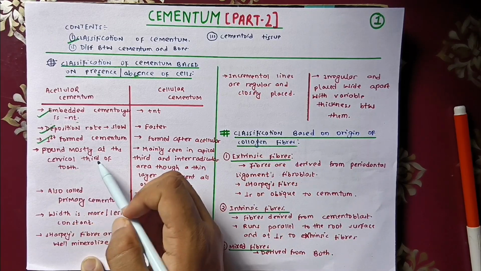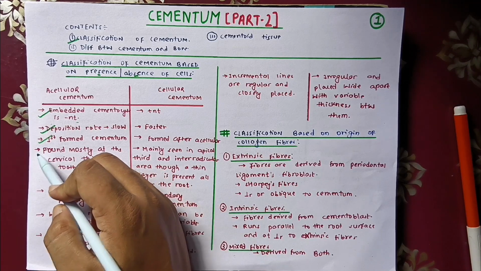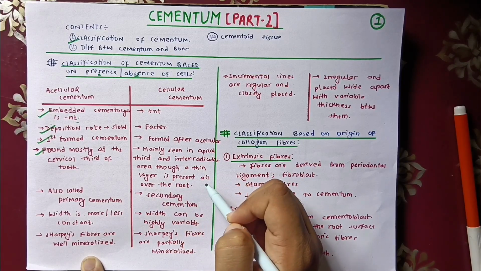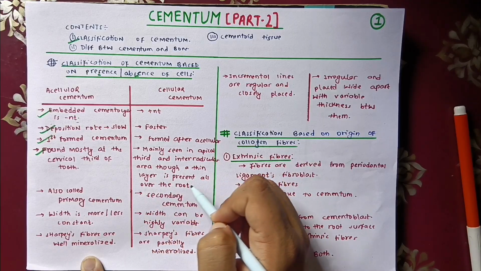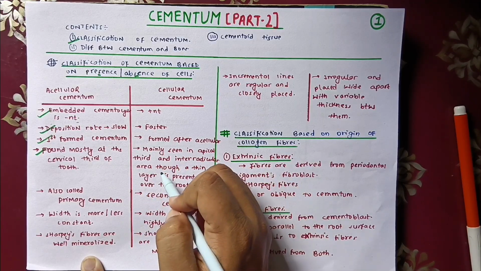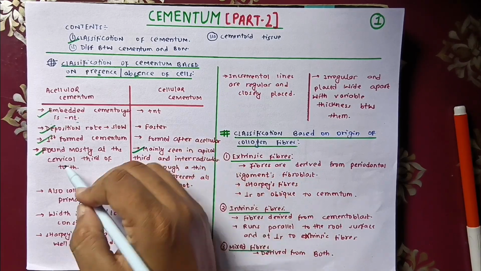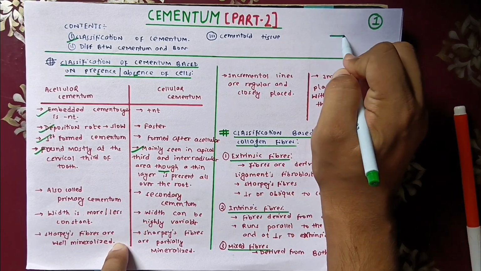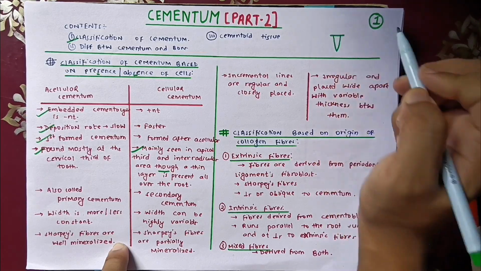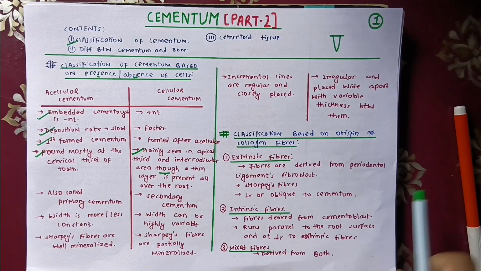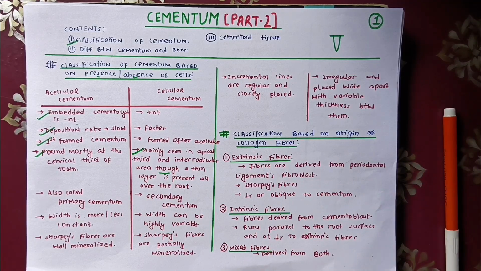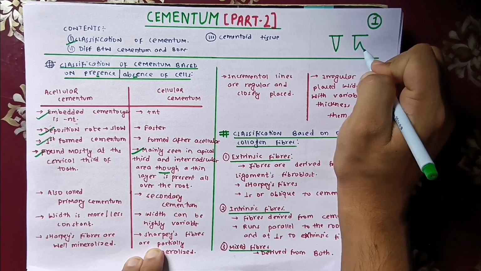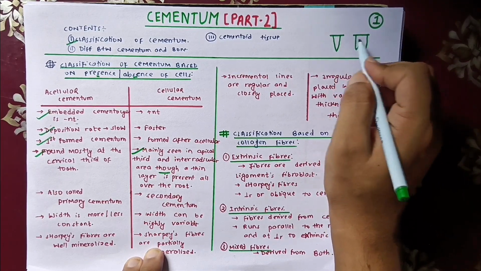In the next point, acellular cementum is found mostly at the cervical third of the tooth, while cellular cementum is mainly seen in the apical third and interradicular area, through a thin layer of acellular cementum present all over the root. Just think this is a root of the tooth, a single rooted tooth, and for the interradicular area I'll draw a double rooted tooth.